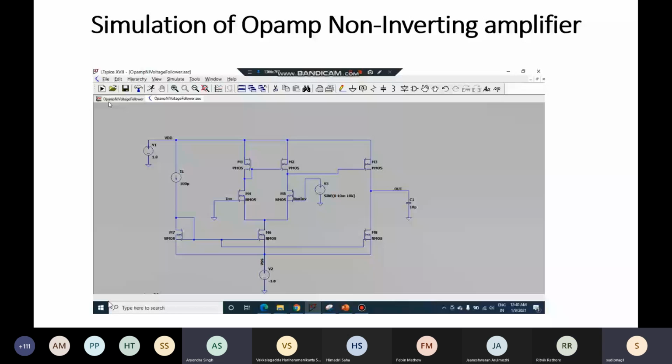Sir, if no one else has any questions about the op-amp, can I ask a question about the previous experiment? Yeah, sure. Let's ask others first. Any other questions on the op-amp side?